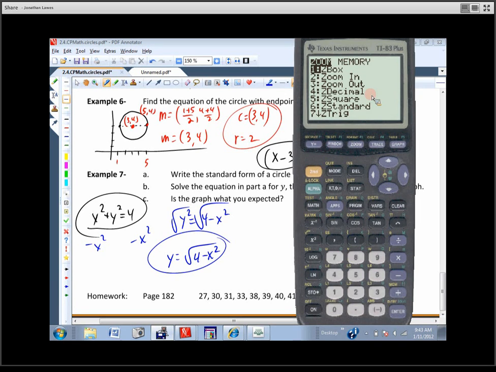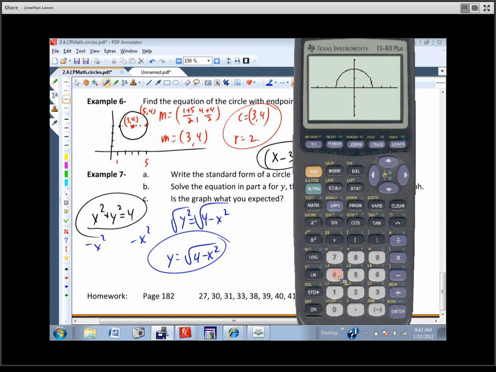Yeah, because that's the shape of the window. And that's how many pixels there are. There are 94 pixels from side to side and 62 from top to bottom. Count them sometime. So I'm going to hit zoom 4. Does that look more like a circle? Okay, it looks more like a circular shape, but it's still not a circle.